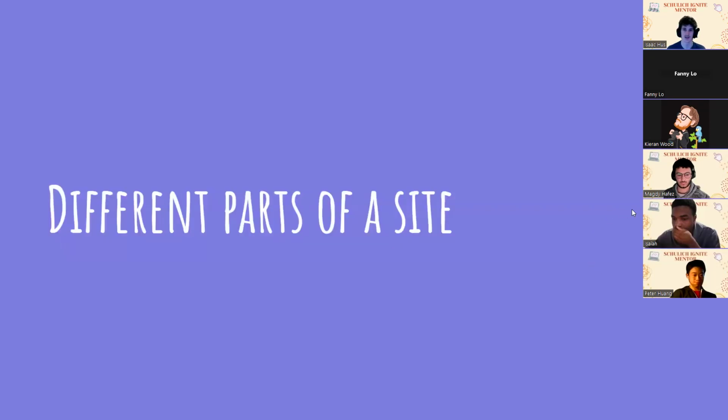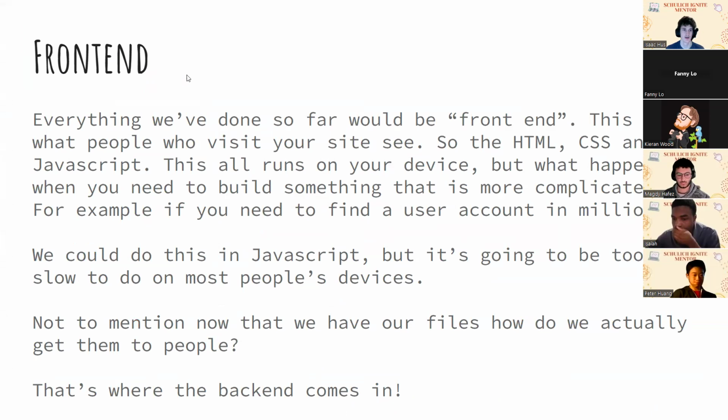Okay, so different parts of the site. We're going to diverge from what we've been talking about, and we're going to talk about web development as a whole, a little bit more of an umbrella: what it takes to build a site and what the different sections of the site are. Front end, I just want to preface this: front end is different than client side, and back end is different than server side.